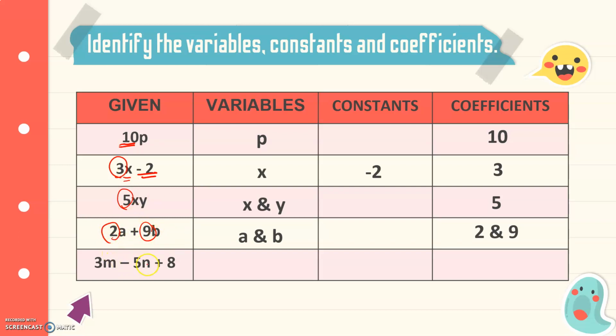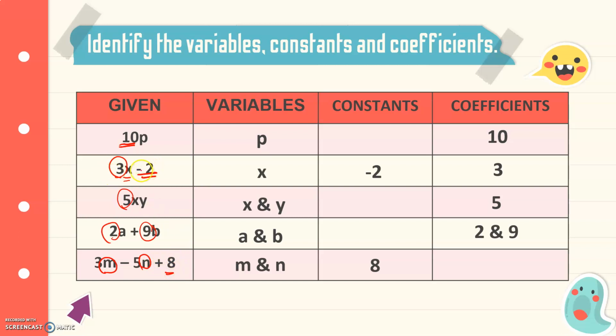Lastly, we have 3m minus 5n plus 8. Here we have 2 letters from the English alphabet, m and n. That means these are our variables. Then we have a constant, which is this 8 here. We have the operation addition, so that means this is a positive 8.